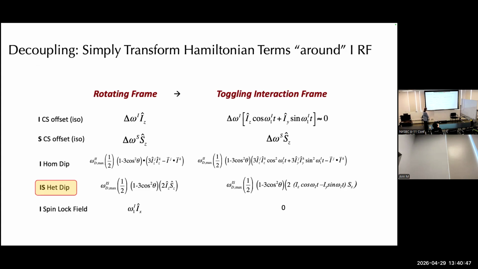So, for example, there is no S spin lock field. The IS heteronuclear interaction has S-Z remaining normal and just rotating I-Z. The I interaction is the same as on the last table that we saw before. Chemical shift offset for S, nothing happens to it. Chemical shift offset for I, same as the last table. That makes sense, right? We've seen this before, it's just simplified.